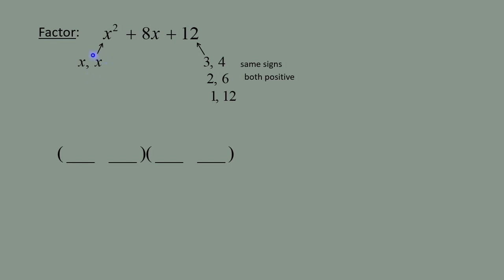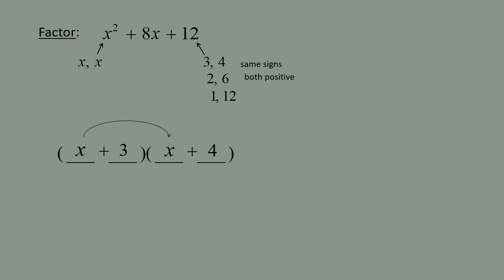As we said before, the factors from the first term have to go in the first positions in these binomials, and in this example we only have one choice, x and x. The factors of the last term go in the second positions in these binomials, and this time we have three choices. Let's start with the factors 3 and 4. So here's the plus 3 and the plus 4, and now we'll check this.